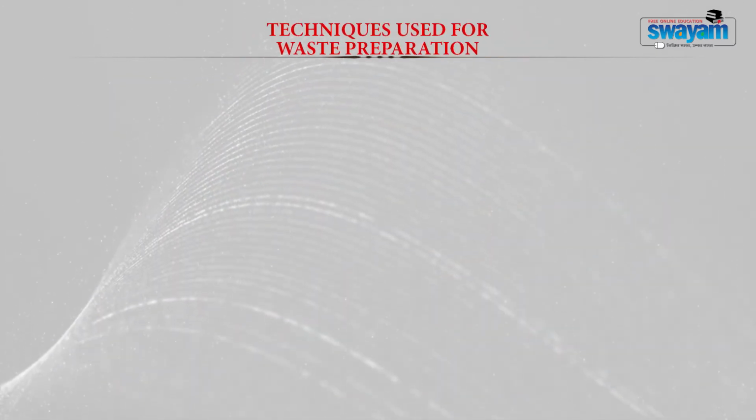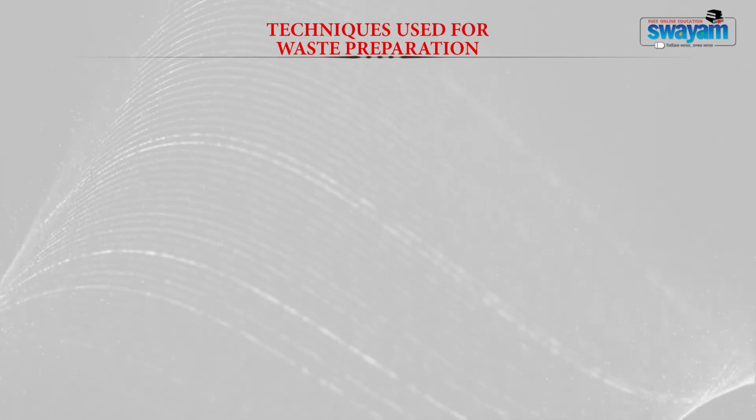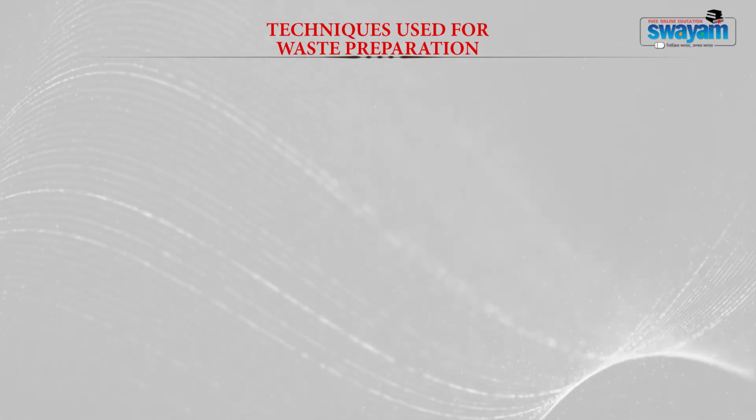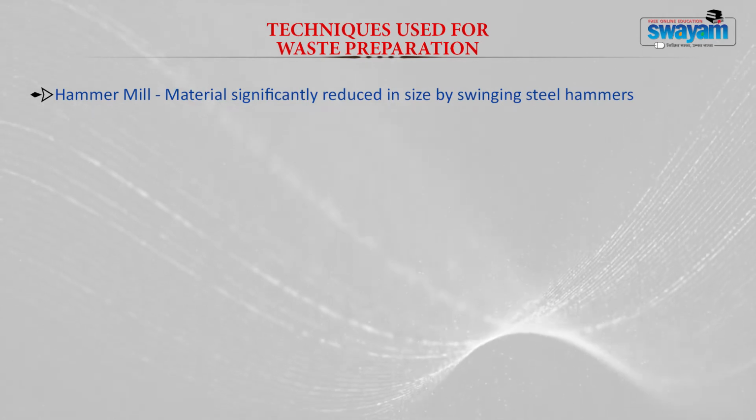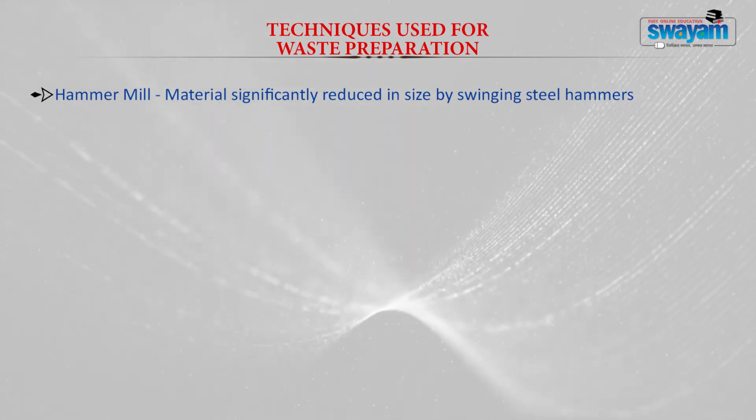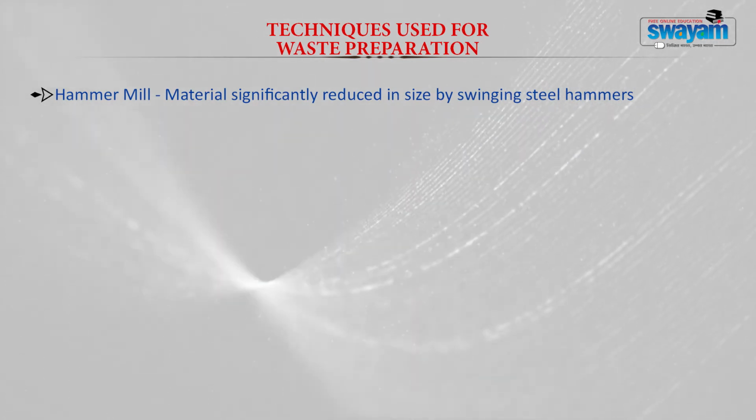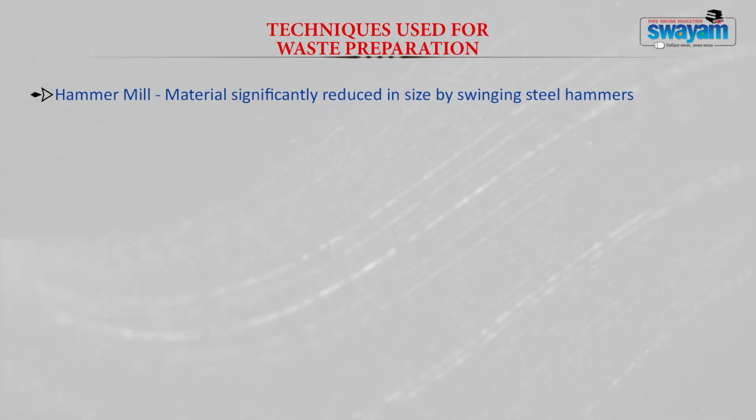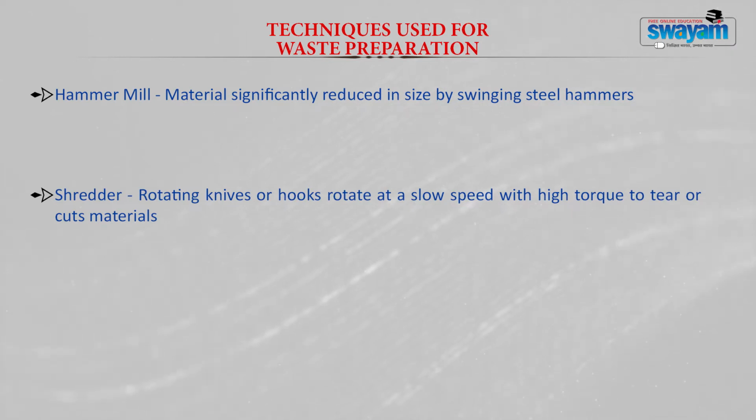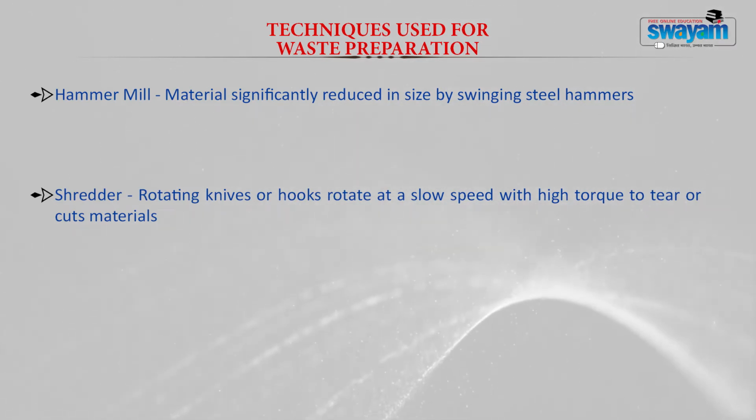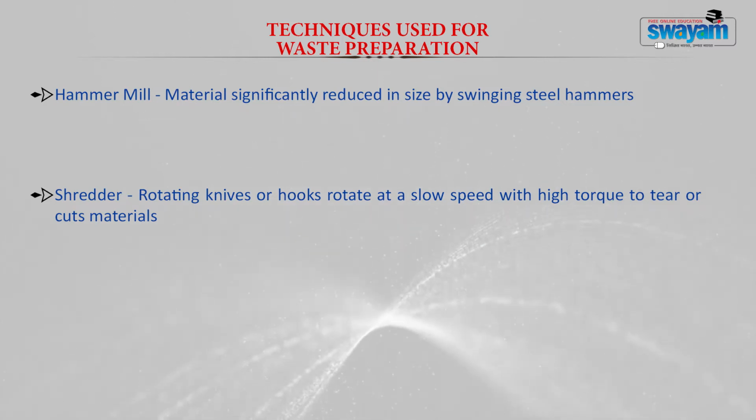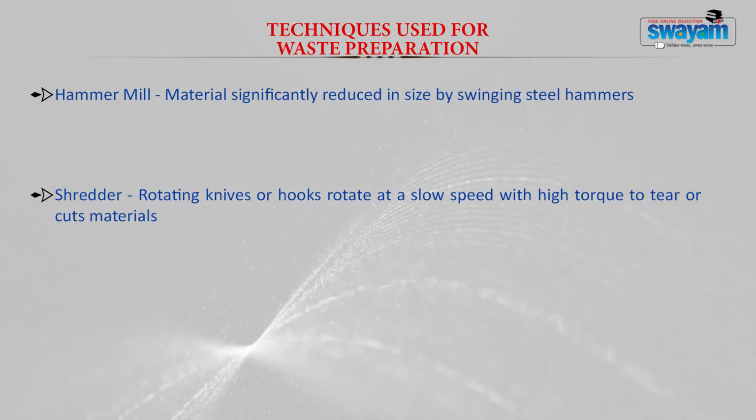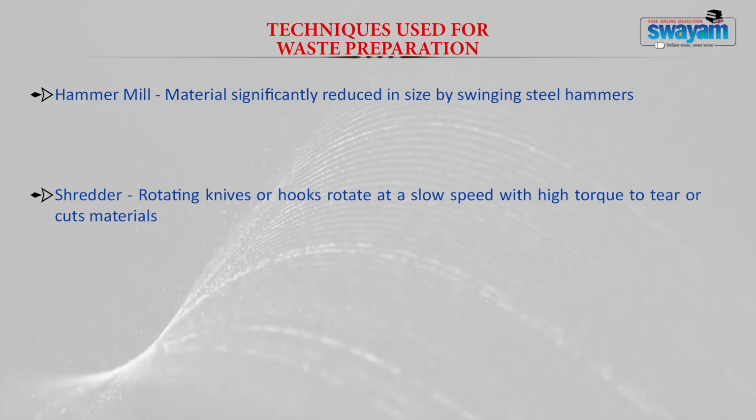Now, generally the techniques that are used for waste preparation are, one, your hammer mill, where the materials are significantly reduced to a smaller size by using a swinging steel hammer. Then comes your shredder, where you have a lot of rotating knives or hooks which keep rotating at a slow speed with high torque. Due to this high torque, the waste materials are cut or torn off.